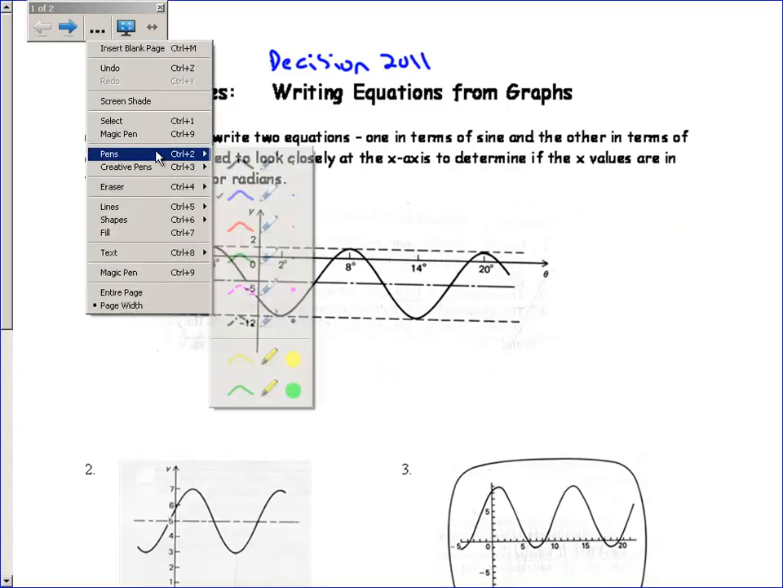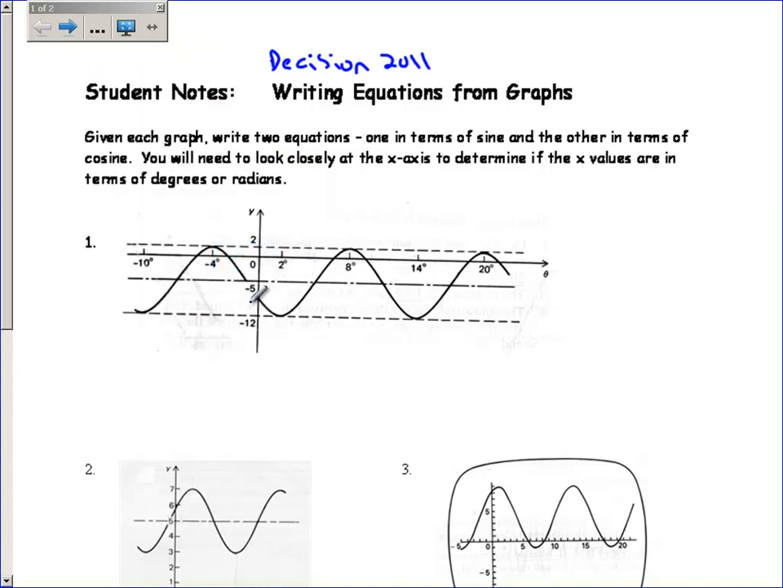Back to the pen, back to sine people are green. Okay, so anyway, if you're a sine person, you are going to want to focus your eyes at where the graph crosses the sinusoidal axis. This is where you are going to be looking.